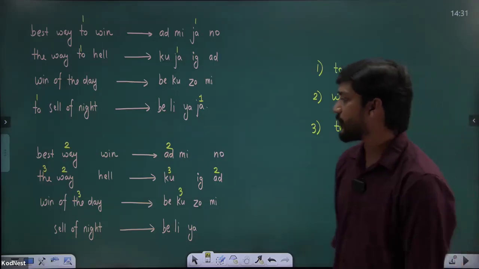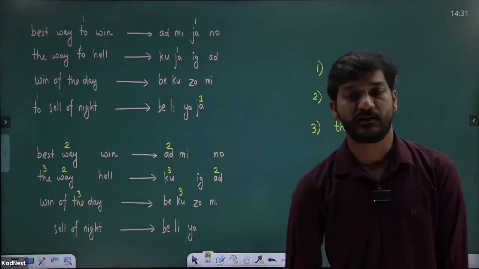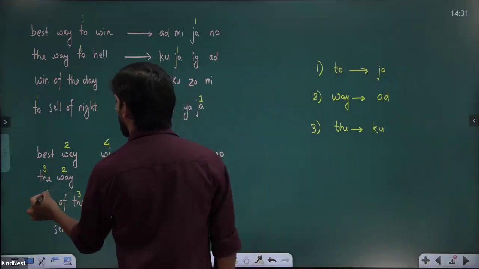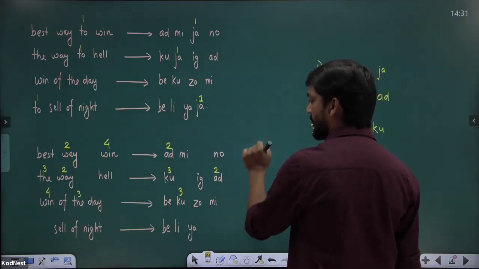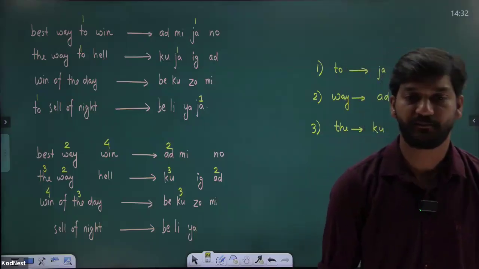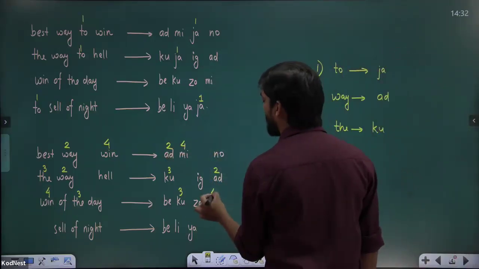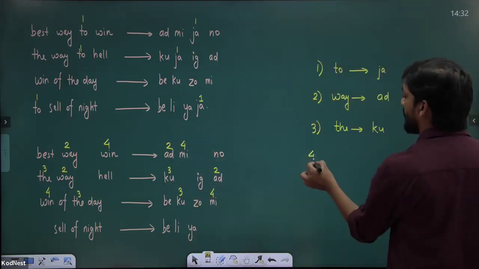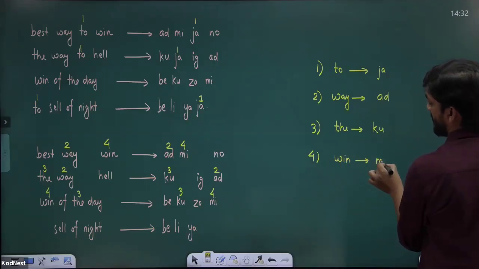Okay, anything else which is common? Please answer. Anything else? Win also. Okay. So this is number 4. Number 4. Okay, what is common to first and third? What is common? First and third. MI. Okay. So 4 and 4. Okay, so the translation of win is MI.